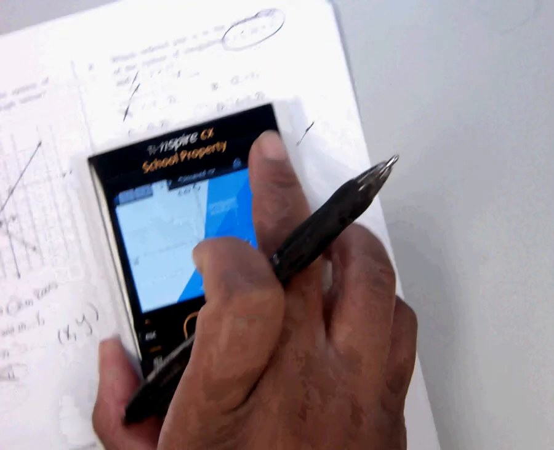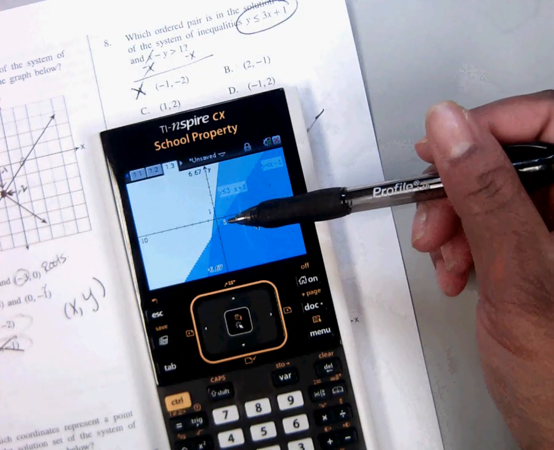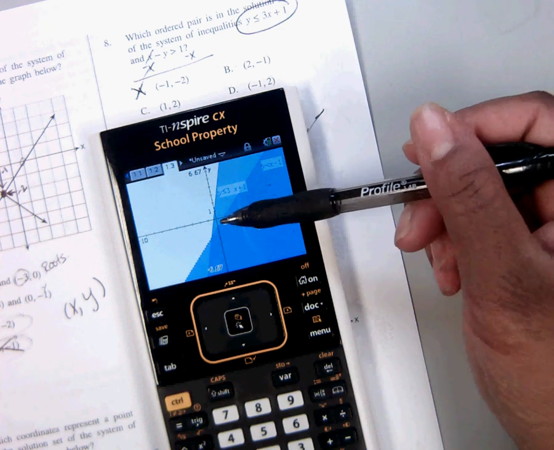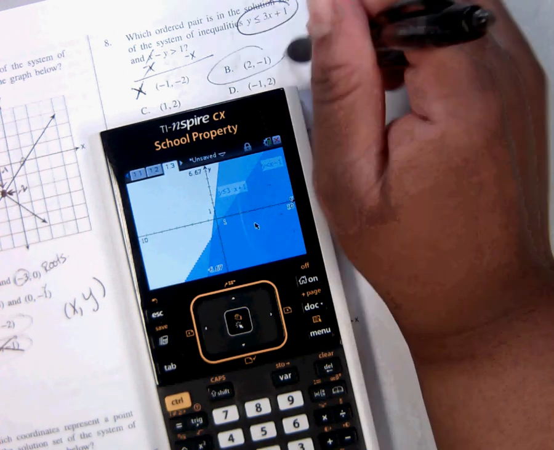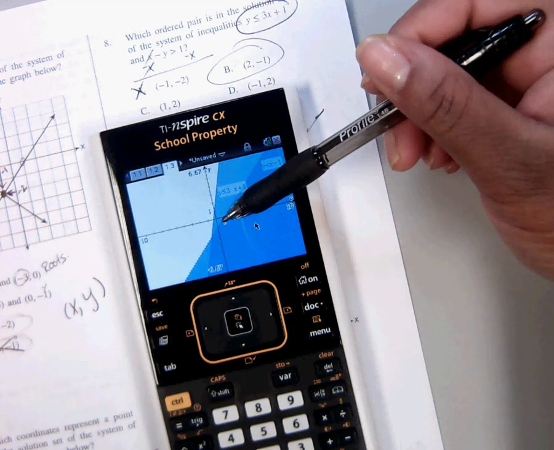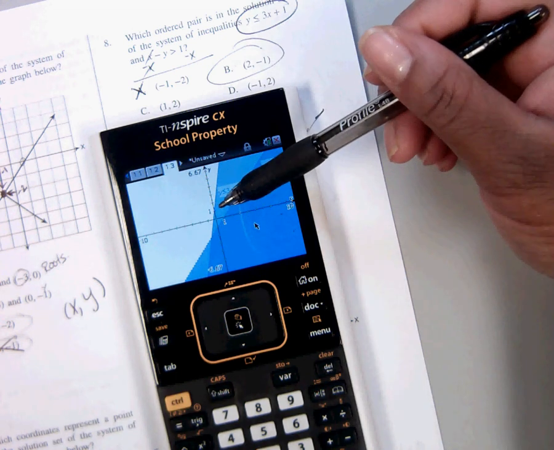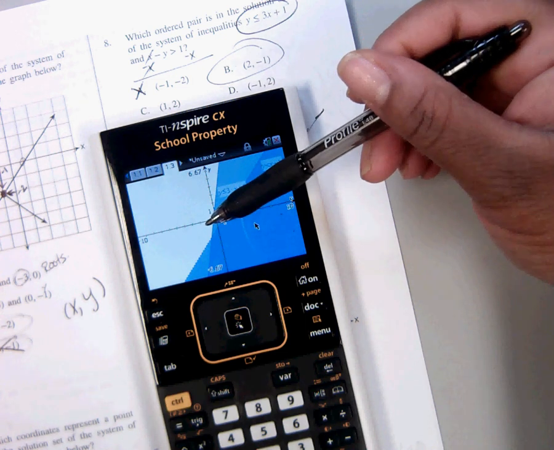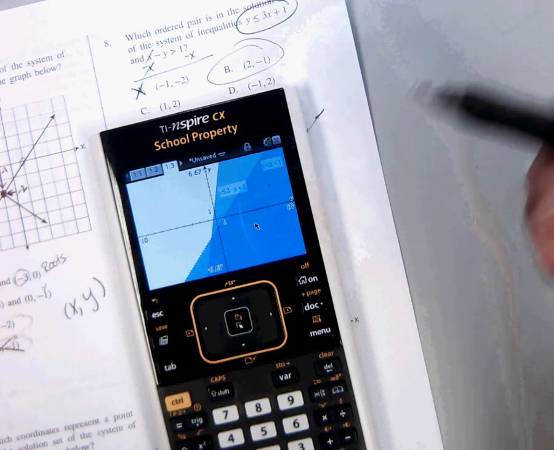That was tricky. B, 2, negative 1. Here, it is in the shaded region. Positive 2, negative 1. Answer is B. 1, 2 is the next choice. It's 1, 2 up. That's not in the double shaded. Negative 1, positive 2. That's here. It's not in the double shaded region, so answer is B.